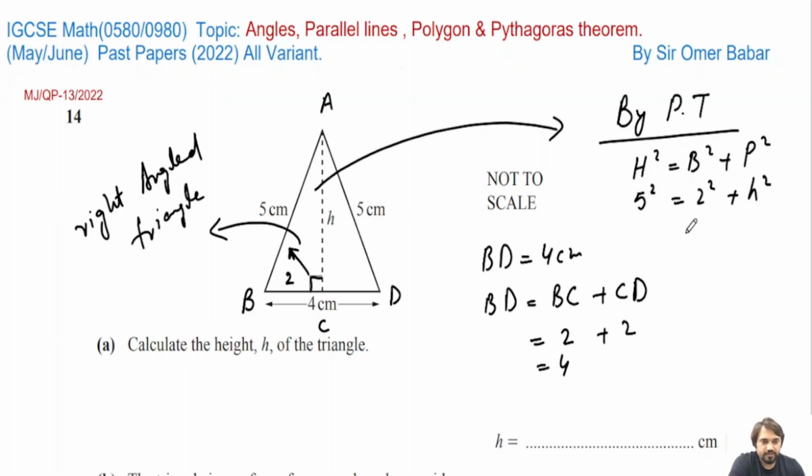Now 5 square will be 25 and 2 square is 4. Bring it here, that's going to be 25 minus 4 is equal to h square. We need to calculate the value of h, so we are taking the square root on both sides. So 25 minus 4, h is equal to square root of 21. So our answer to this one is square root 21.